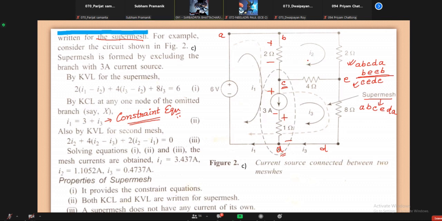See, you are saying about the second mesh, BECB, that does not contain any current source. So that's a simple mesh. It is not a super mesh.